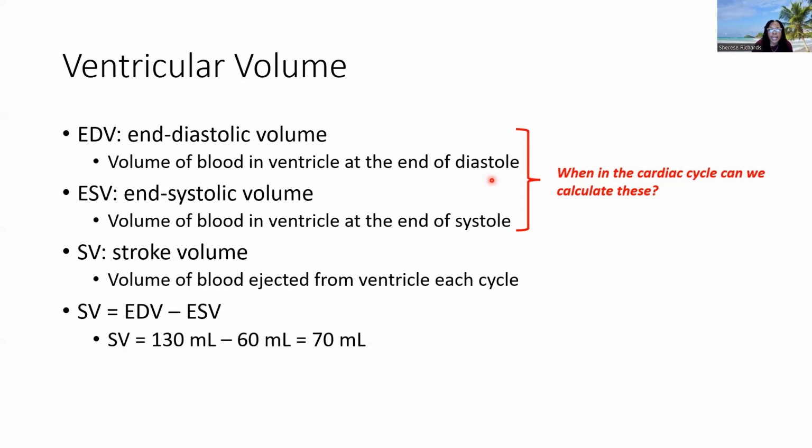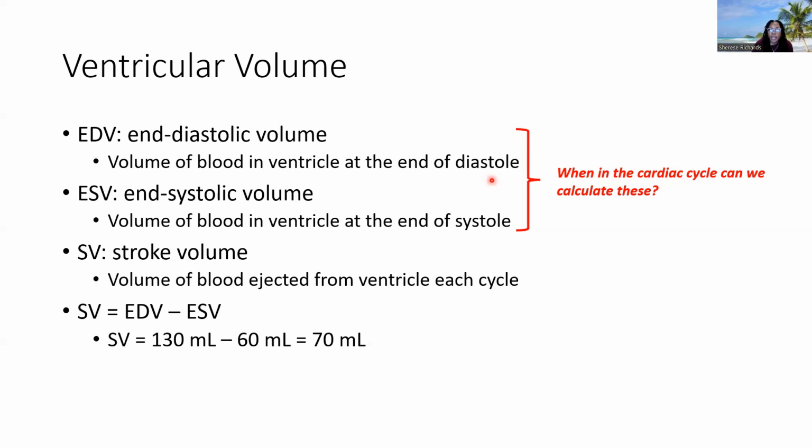Then we can think about the end systolic volume. At the end of systole, after the chamber has fully and completely ejected, how much blood is left back in the ventricle at the end of that ejection? All right, that's going to be our end systolic volume.